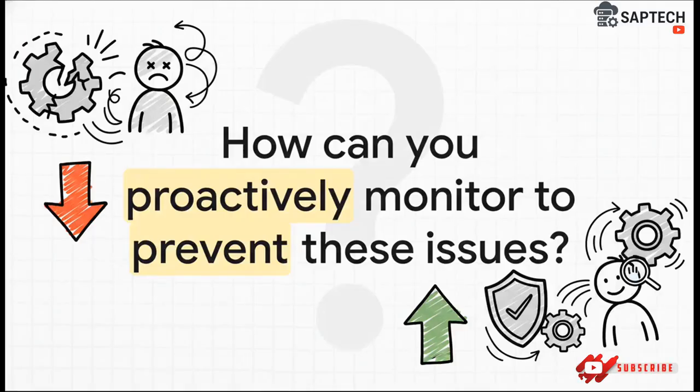Everything we've done has been reactive, fixing problems after they've already happened. But that leads to our final question for you to think about. Now that you know how to find the root cause, what steps would you take to proactively monitor your SAP system and catch these issues before they ever impact your users?